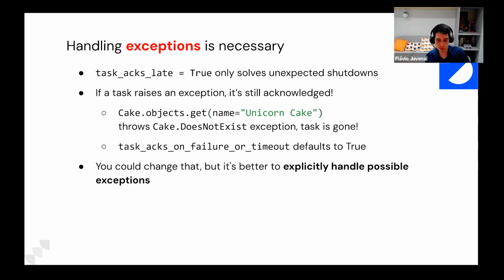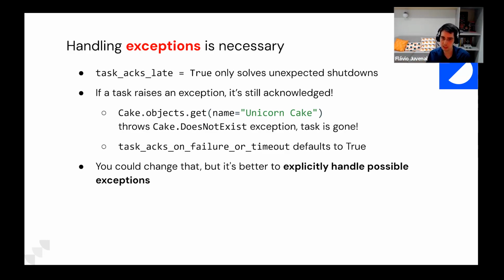And handling exceptions is also necessary. Task isolate true only solves unexpected shutdowns, and reject on worker lost as well. If a task raises an exception, it's still acknowledged. So the task is considered done if it raises an exception. So if you have Cake.objects.get for a unicorn cake that doesn't exist, it throws a CakeDoesNotExist exception, and the task is gone. This is because the default for task acks on failure or timeout is true. You can change that if you want, but I don't recommend that.